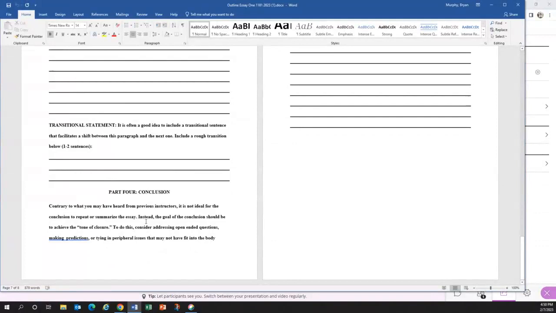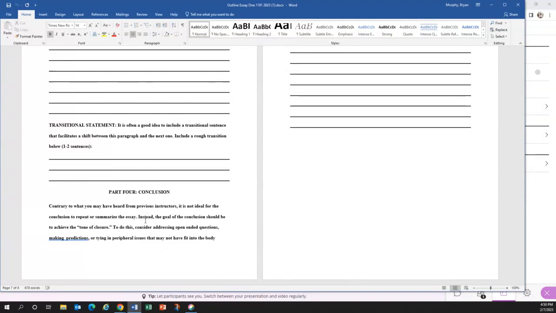Contrary to what you have heard from previous instructors, it is not ideal for the conclusion to repeat or summarize the essay. A lot of instructors say, hey, just summarize the argument you've already made, just give a summary so that your reader takes away a concise version of your argument. But to me, it's almost always redundant. It's like, I've already spent 10 or 15 minutes reading the rest of your essay. Why do I need to read it again in condensed form at the end? It doesn't make any sense.